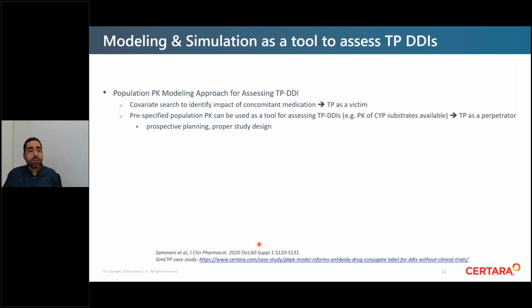For example, during the covariate search to identify the impact of other concomitant medication. On the other hand, you can also use this approach to evaluate the perpetrator potential of the therapeutic protein. This is, I would say, more difficult and complex, but feasible. You just need to have prospective planning and proper study design to collect the right data from the other CYP substrates to evaluate this. This is not always done, but you can plan it in advance and do it during your population PK modeling.